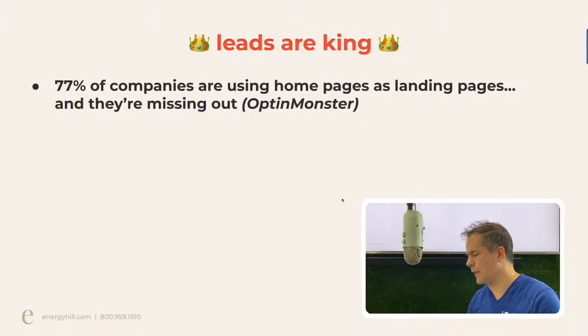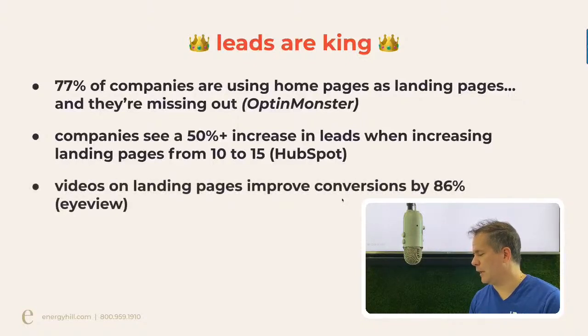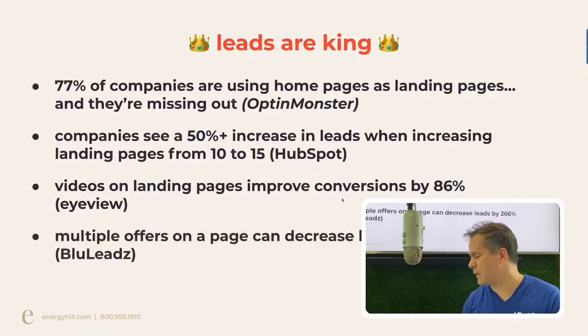I'm just going to throw some stats up here. 77% of companies are using homepages as landing pages. So all these marketing wizards in the world, yes, I'm calling you out. Don't do this. Have landing pages set up for specific goals that you can monitor and win big on. Companies see a 50% increase in leads when increasing landing pages from 10 to 15. Videos on landing pages improve conversion by 86%. Multiple offers on a page can decrease conversions.